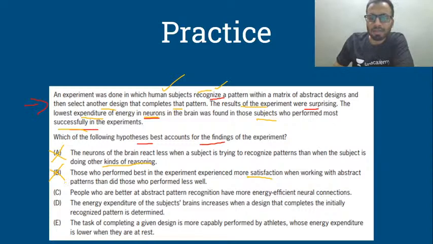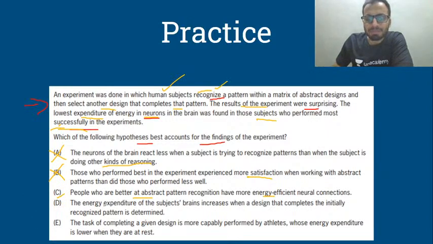C. People who are better at abstract pattern recognition have more energy efficient neural connections. Now, this kind of makes sense. If they are better at abstract pattern recognition, that means they'll get the answers right. That means they'll perform the experiment successfully. And what are they telling us? They are telling us that the ones who are better at this, they have energy efficient neural connections. That means they spend less amount of energy in figuring this out, right? So C makes logical sense to me. I'll put this on the back burner and see D and E.